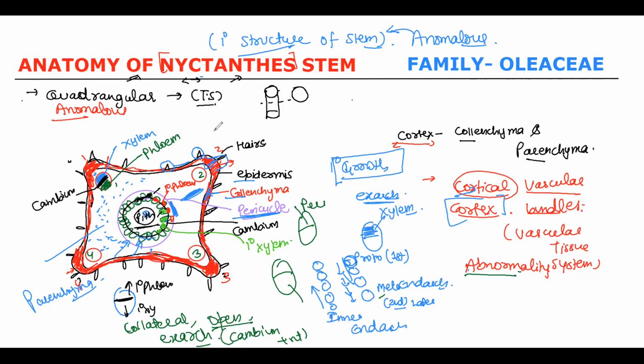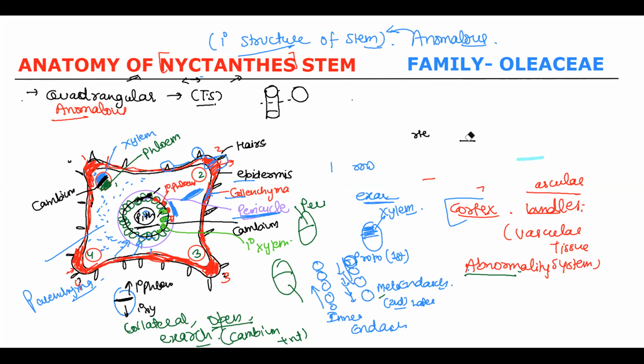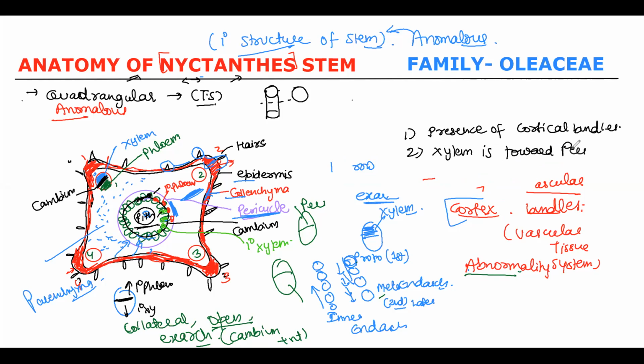What is the abnormality in the primary structure? The abnormality is the presence of cortical bundles. Cortical bundles are not present in a normal dicot stem, but in Nyctanthes they are present. So the first abnormality is the presence of cortical bundles. Second, the cortical bundles are themselves abnormal. How are they abnormal? Xylem is toward the periphery. Phloem is toward the center. So these are kind of reverse vascular bundles. So these two are the abnormalities in the primary structure.